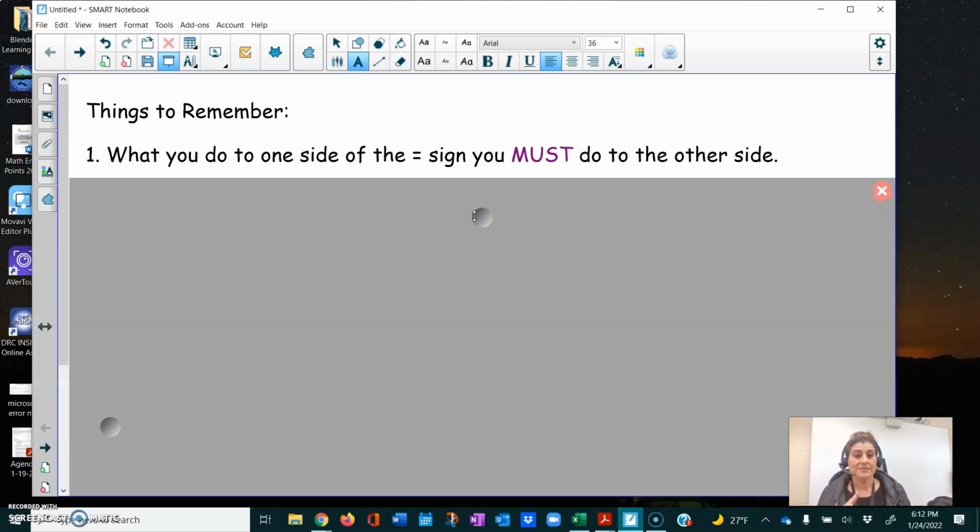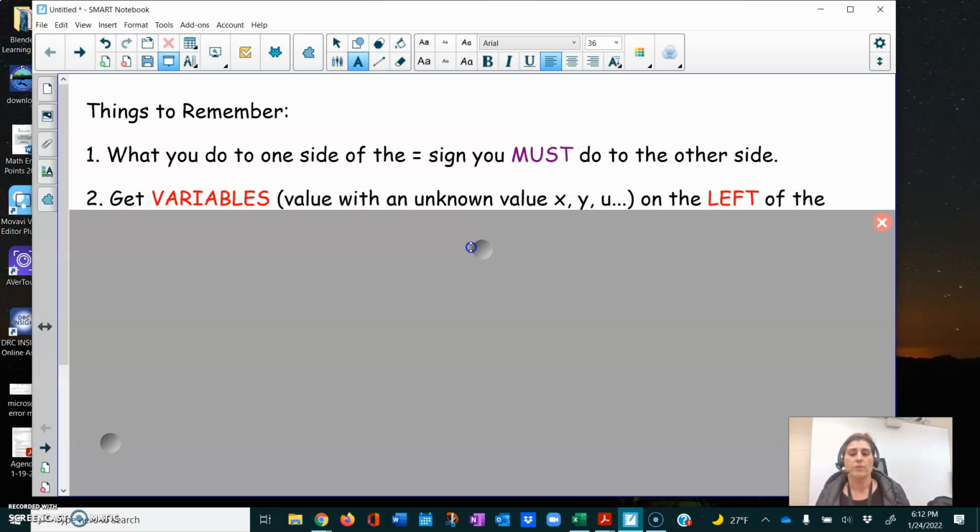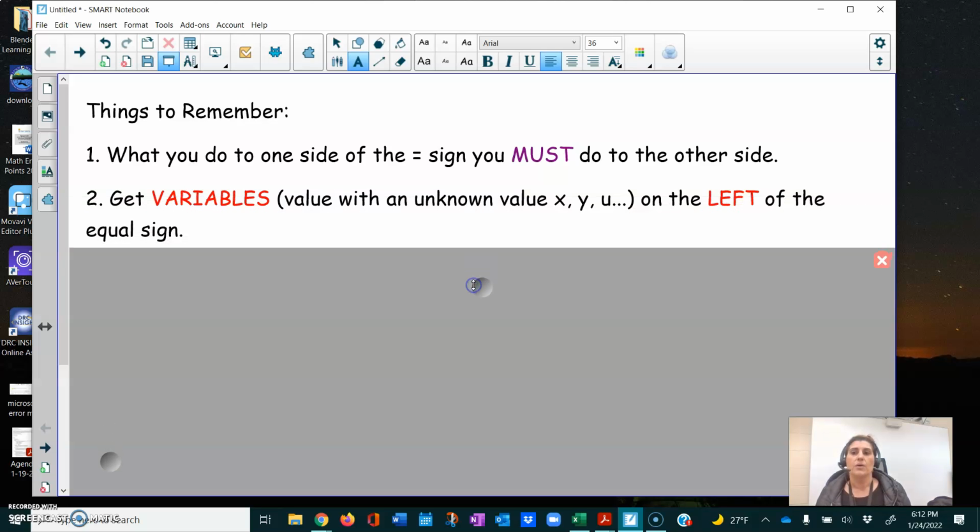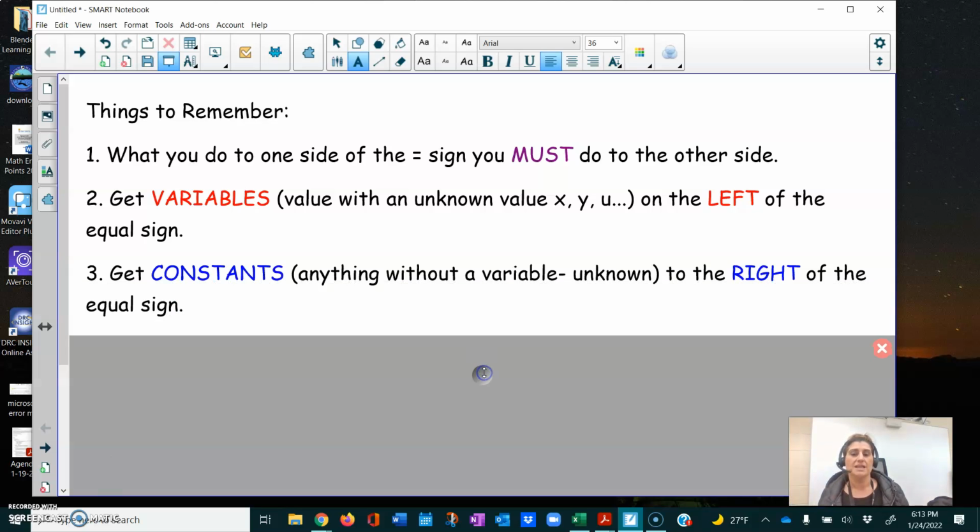What you do to one side of the equal sign, you have to do to the other side of the equal sign. You literally have to do the same thing to the other side. Okay, so always, every step. What you want to do is get the variables, or the value with the unknown, on the left-hand side of the equal sign. Your constant, which is anything without a variable or an unknown, you want to get to the right-hand side of your equal sign. All right, so each thing has its own home.